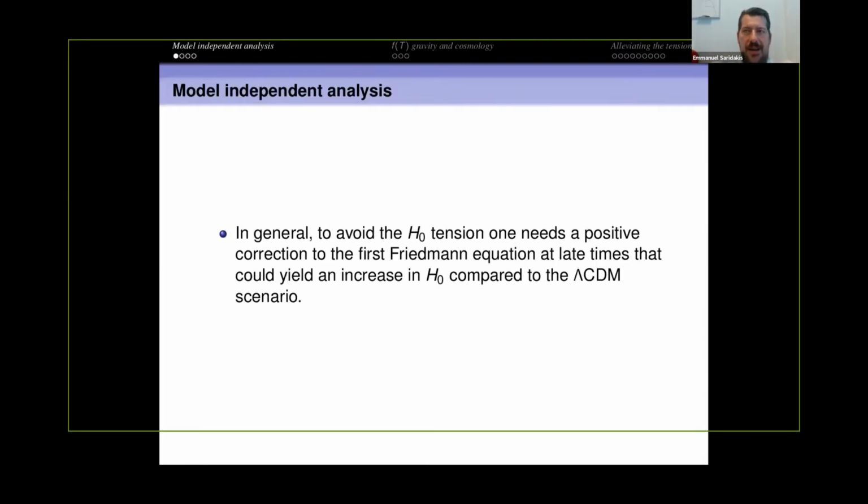Now, in general, independently of the model, in order to solve the H naught tension, we need a positive correction to the Hubble function, so to the Friedmann equation at late times, in order to increase the value of the current Hubble function compared to lambda CDM. So this is the basic requirement. This is what we need.